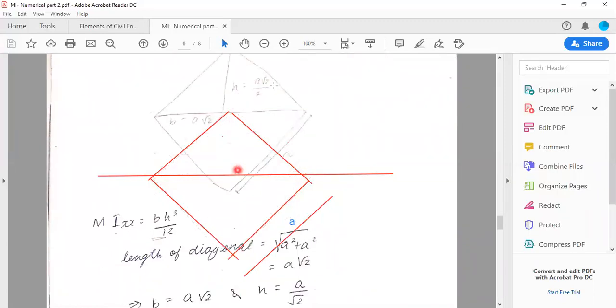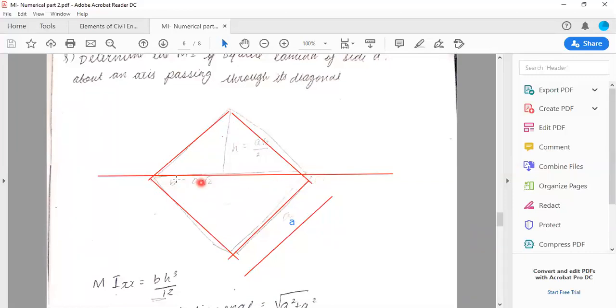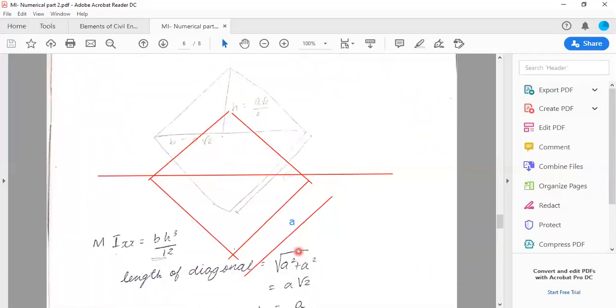Okay. So now look here, if I want to find the length of the diagonal, I know this is A, this is A, and this is 90 degrees. So this becomes your hypotenuse side. So under root A square plus A square, so that becomes A root 2.